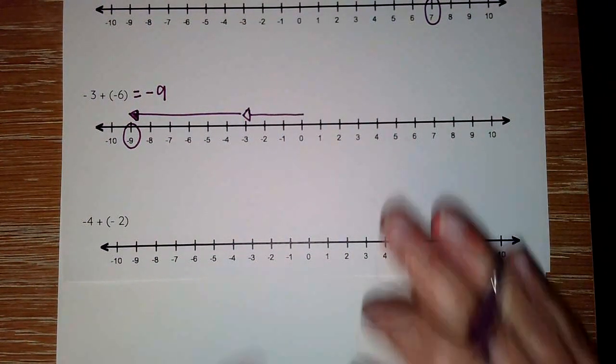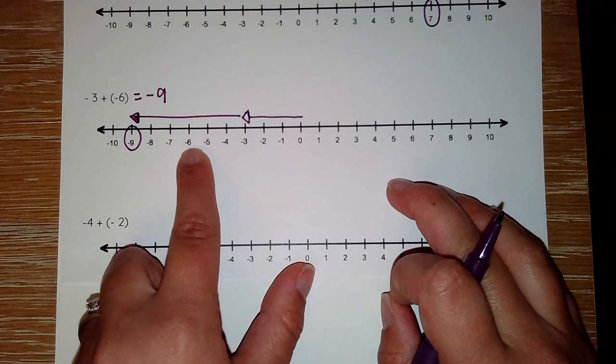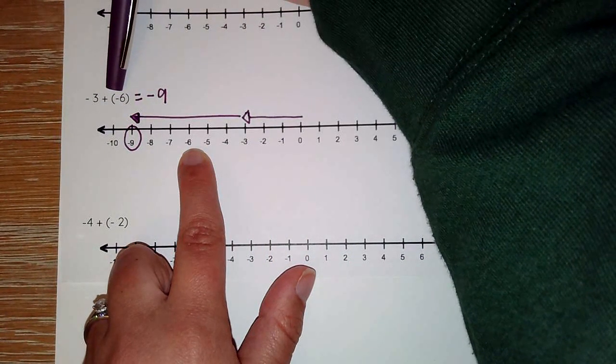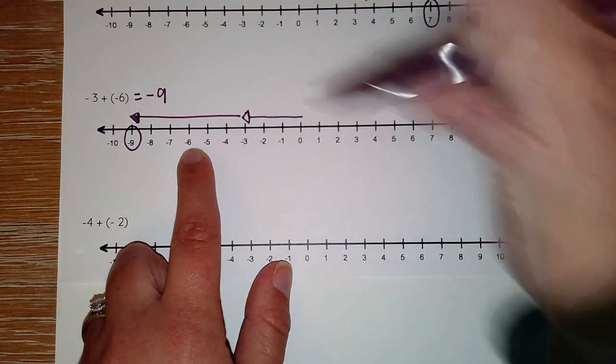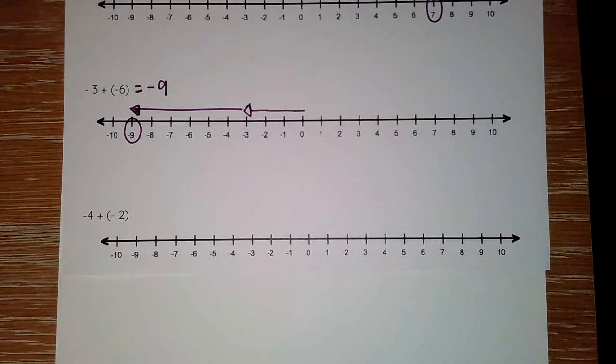Sometimes what we will see students do is go to the negative 3 and then stop at the negative 6 because that's the number that we're adding. We need to be incredibly careful that we're moving negative 6 spaces, not going to negative 6.